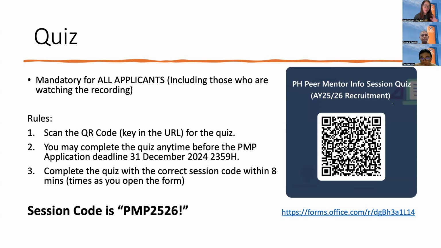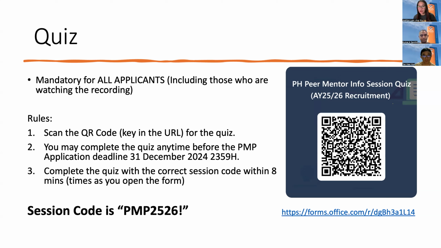So you have to submit both the 30 minutes application form as well as this quiz. For this quiz, the rules are that you can scan the QR code or type in the URL for the quiz, and you may complete it any time before the PMP application deadline by the end of this year, which is 31st December 2359. You have to complete the quiz with the correct session code. The session code is PMP 2526 exclamation mark, within 8 minutes. This 8 minutes will be timed.